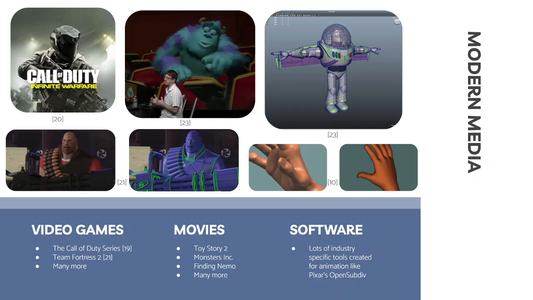Finally, we come to modern media, which I'm sure we've all experienced. Many video games and movies employ subdivision surfaces, and I couldn't even begin to scratch the surface of all the popular ones, so I listed some of the more well-known ones, from the Call of Duty series to popular Pixar movies like Toy Story 2.